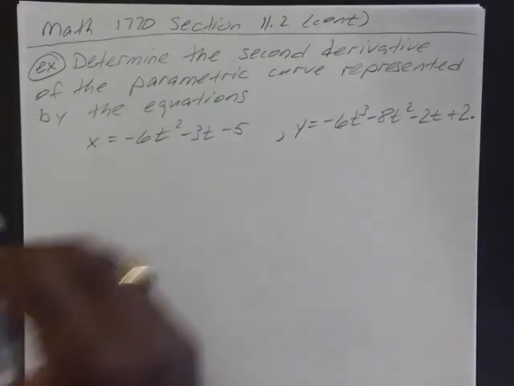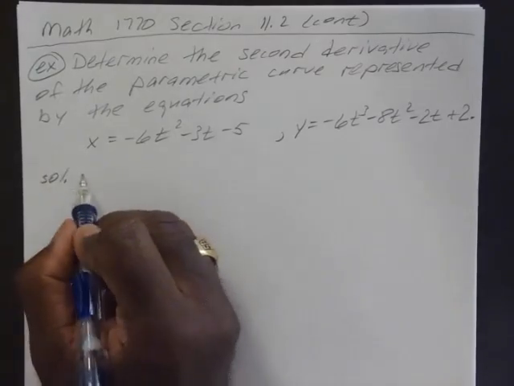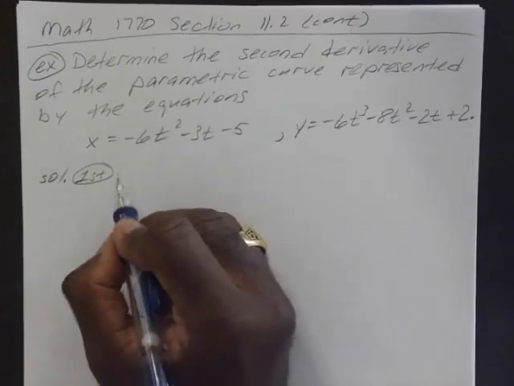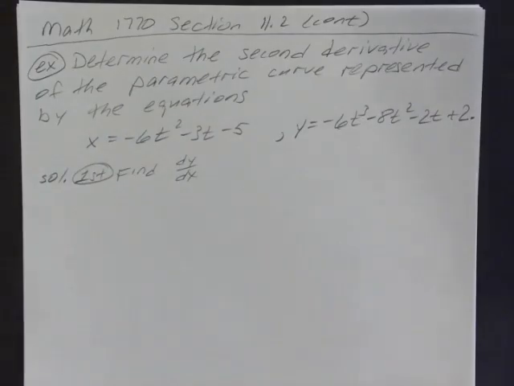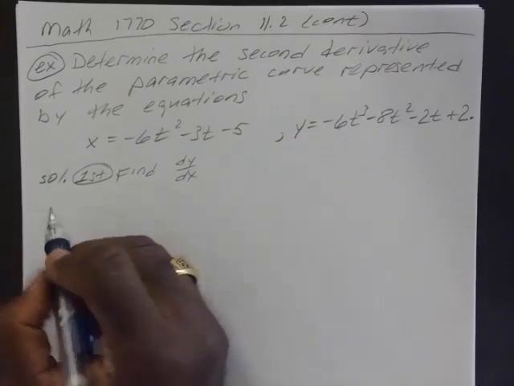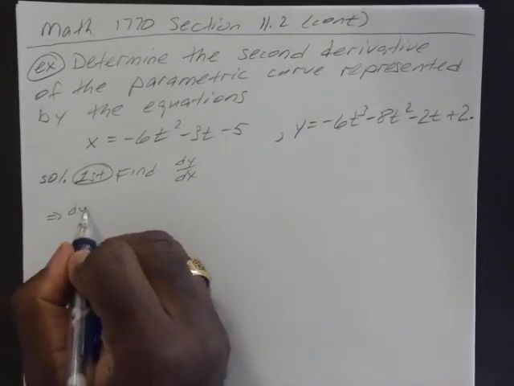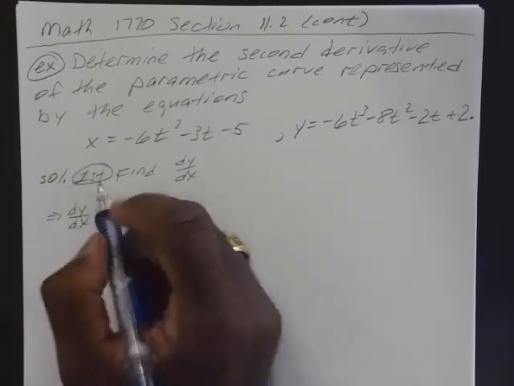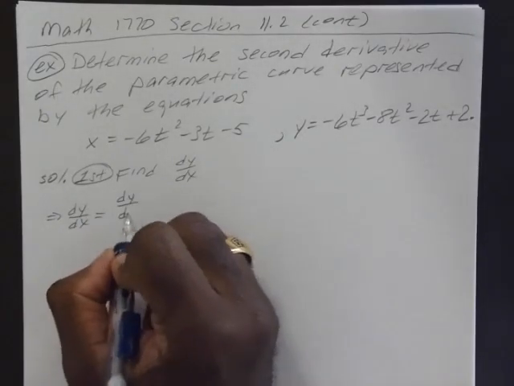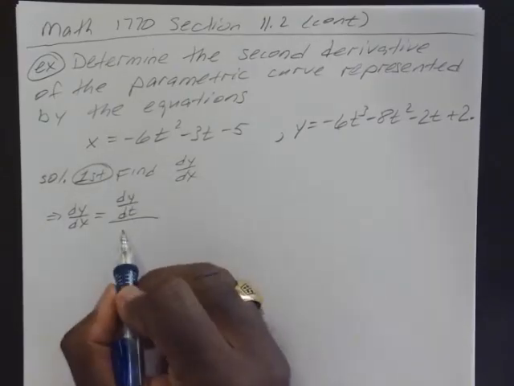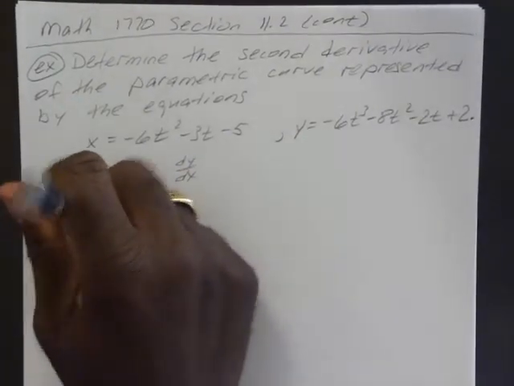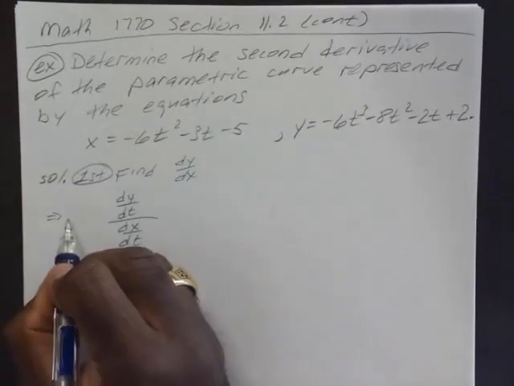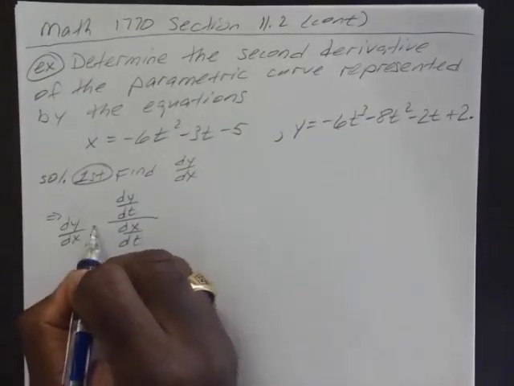So in order to find the second derivative, first thing you have to do is find your first derivative. Okay, well, we know that the derivative of y with respect to x is equal to the derivative of y with respect to t divided by the derivative of x with respect to t.